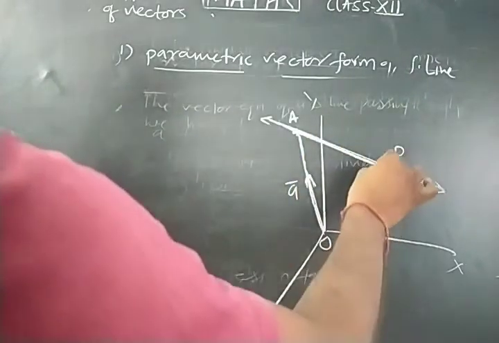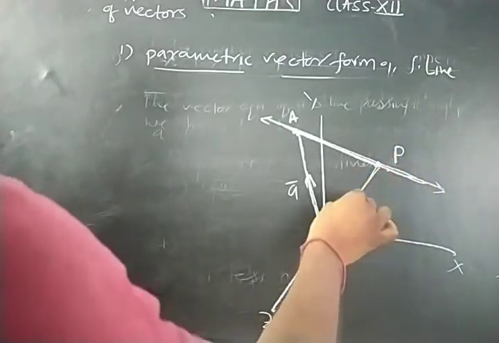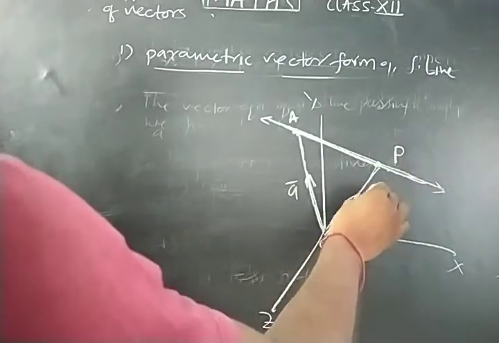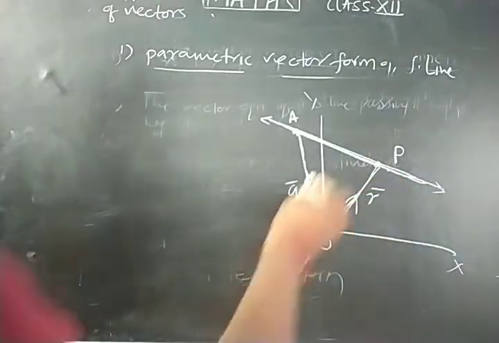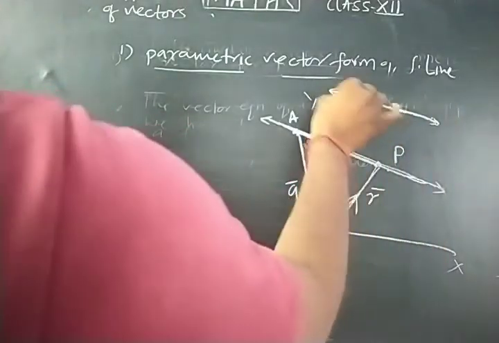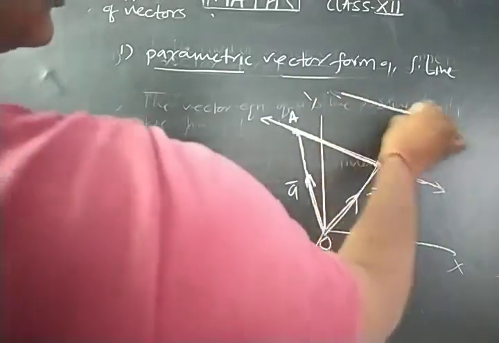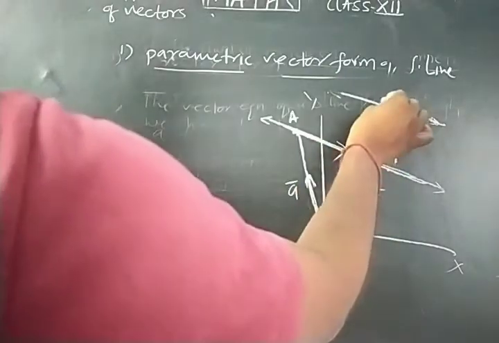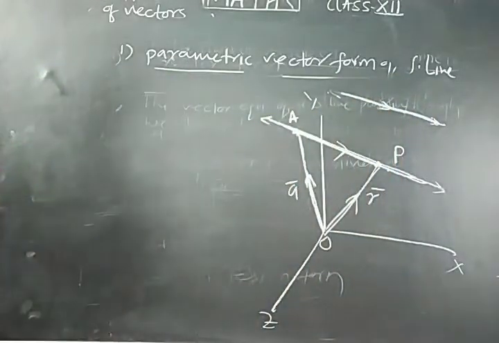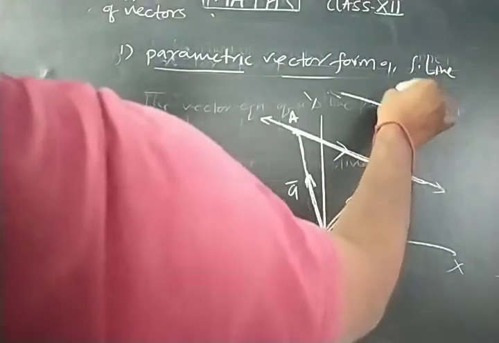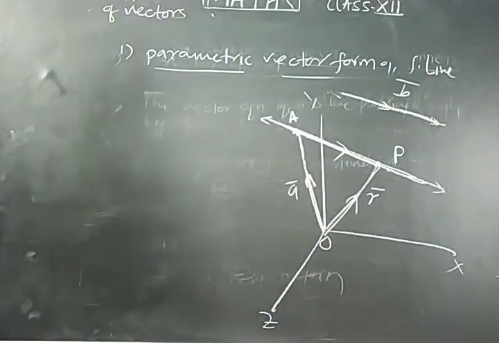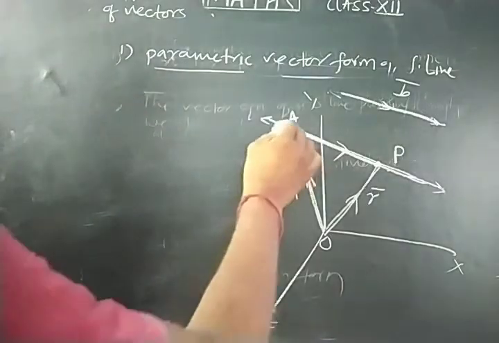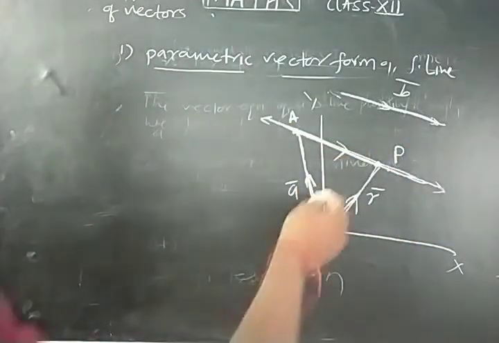Suppose I am taking P here. It will give the position vector of this arbitrary point, which I am denoting by r bar. If this is a bar and this is r bar, then this is the AP vector. I am taking a parallel vector b bar in this direction. Now we are finding the equation of a straight line in vector parametric form.